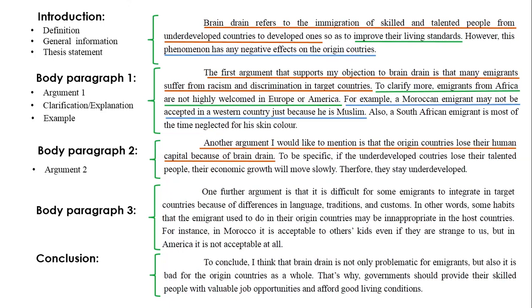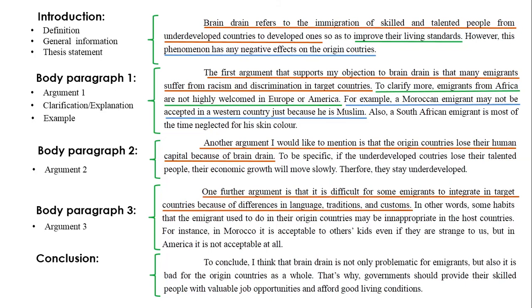Okay. Then in paragraph number 2, we have argument number 2. Another argument I would like to mention is that the origin countries lose their human capital because of brain drain. This is the second argument that supports my objection, that supports that I am against brain drain. Okay, plus, just like the first paragraph, plus a clarification, or explanation to be specific. If the underdeveloped countries lose their talented people, their economic growth will move slowly. Yes, therefore they stay underdeveloped. This is the same structure as in the first paragraph.